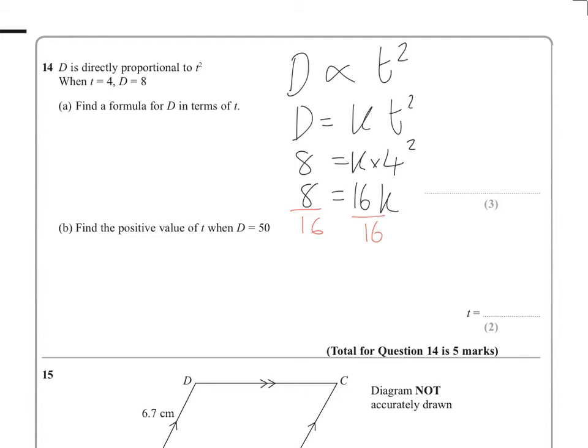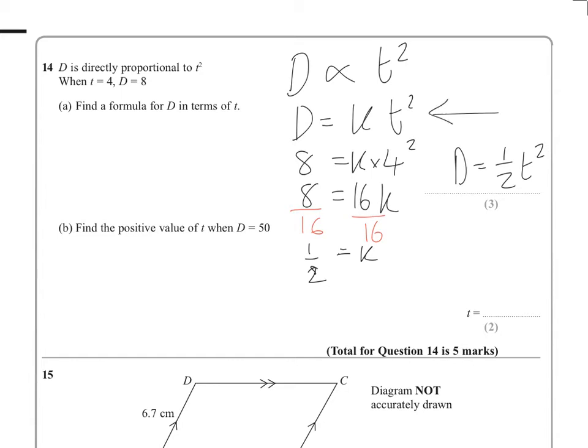So therefore k equals 8 over 16, or a half. The question asks to find the formula for d in terms of t. So our solution is not k equals a half, but d equals a half t squared. So that's subbing my k value back into the original equation we formed.